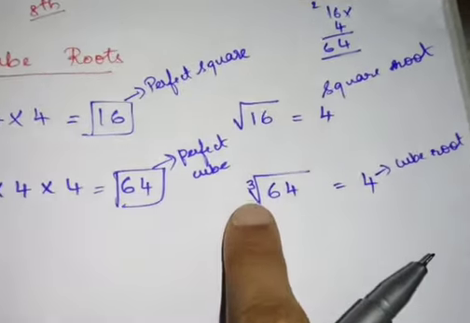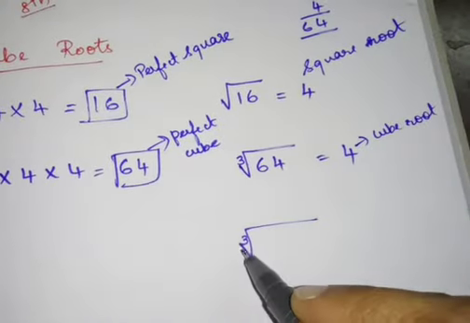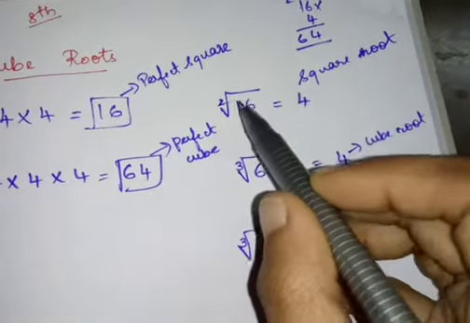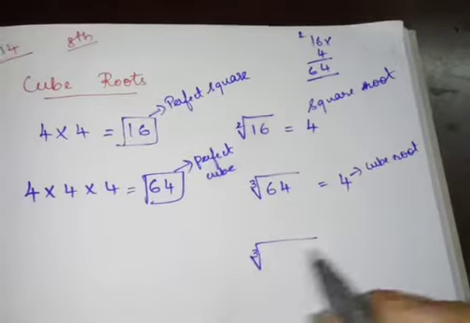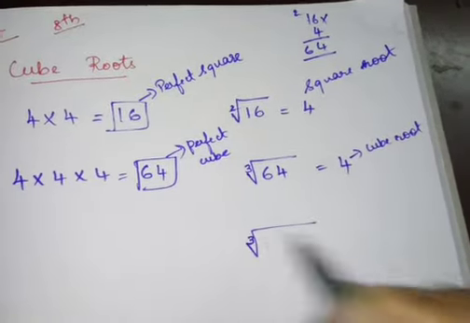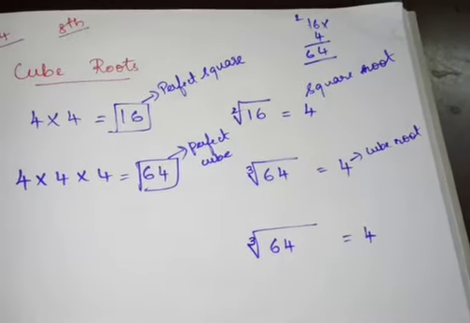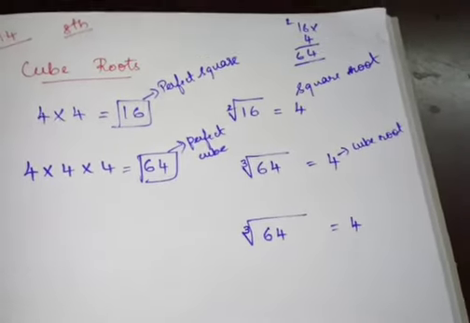Cube root you will denote like this: you put the root symbol and write a 3 here. That is your cube root. For the square root you don't need to mention this; simply putting the root symbol means square root. But for the cube root, it is compulsory that you put 3 here. So the cube root of 64 is 4. This is the difference between the square root and the cube root.